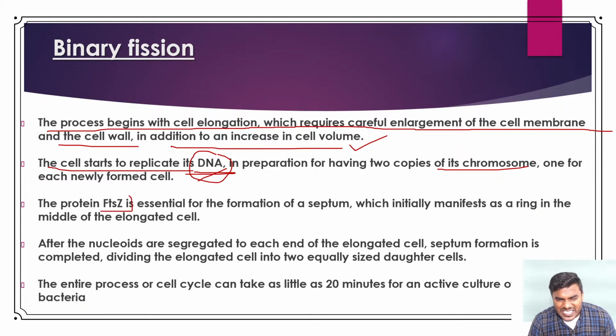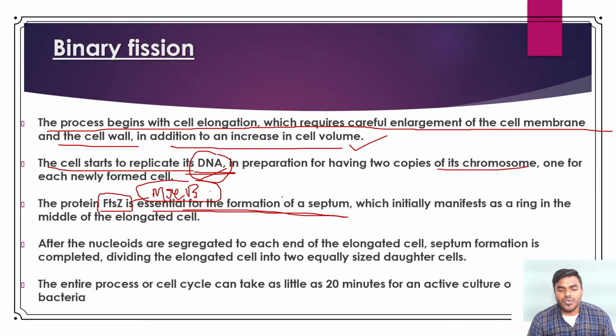We can call it FtsZ protein. This is the question already asked. Along with the FtsZ protein, there is another protein, I will tell you in the next slide: MreB, M-R-E-B. Please friends, remember these two names without fail, FtsZ protein and MreB protein. These two proteins are essential for the formation of a septum. Please don't get confused with that, friends.